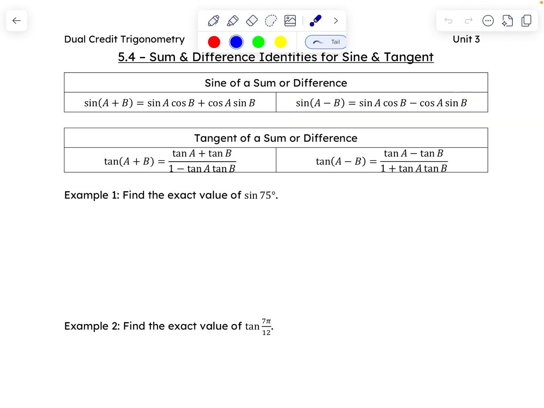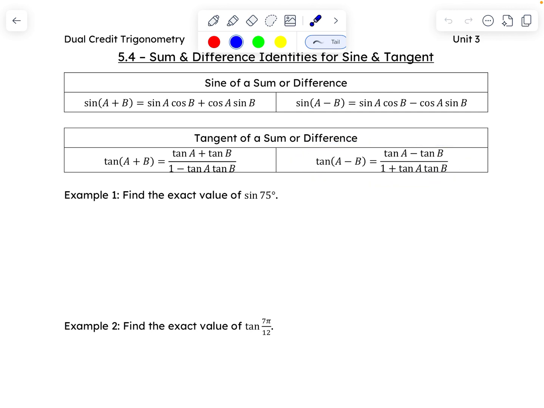Then our tangent sum and difference brings in some fractions. So tangent of A plus B is tangent A plus tangent B on the top, and then 1 minus tangent A tangent B on the bottom. And then tangent of A minus B is tangent A minus tangent B on the top, and then 1 plus tangent A tangent B on the bottom.